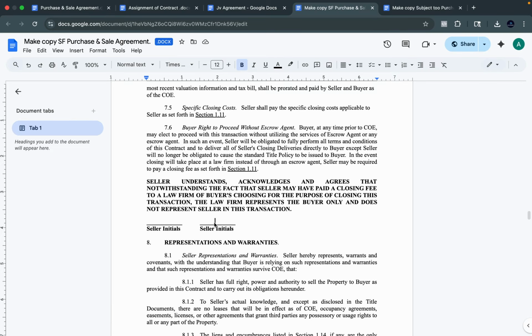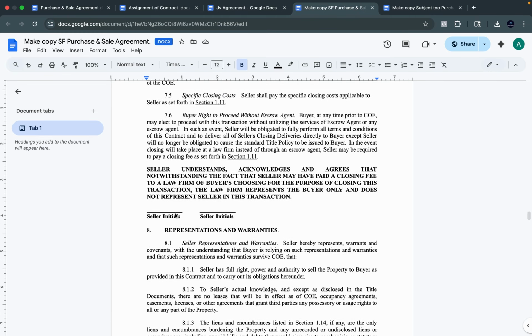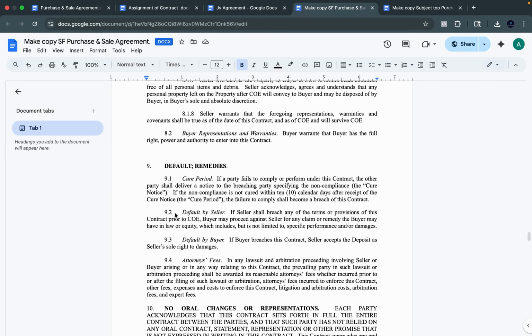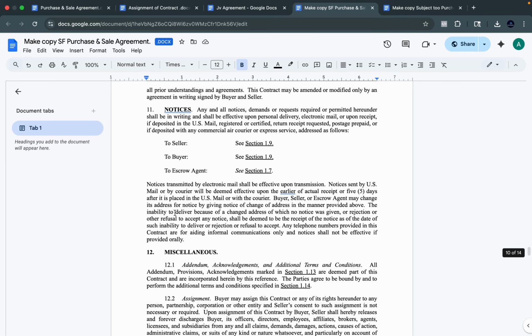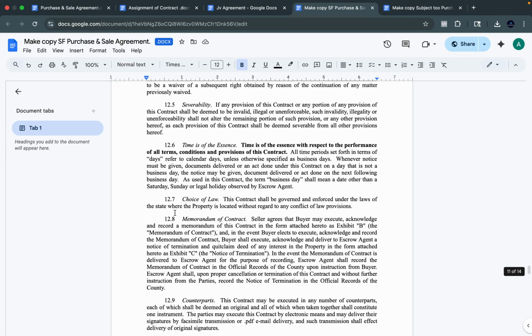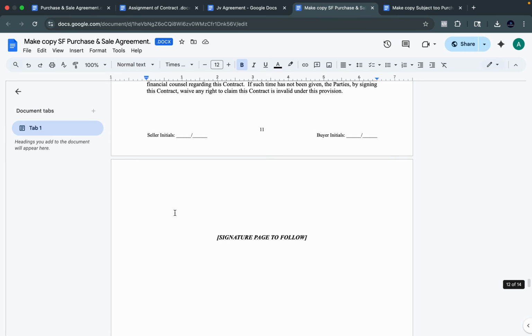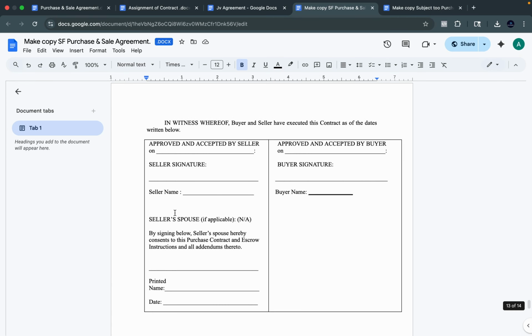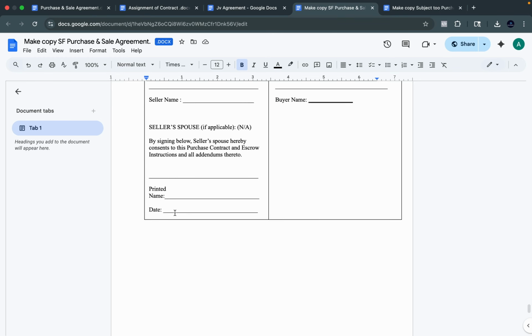And then again here, seller's initials, you only have to put it once, you don't have to put it twice. In case there is two sellers on the property, then you put it twice. In this case, if there's only one seller, then you only put it once. And again, make sure you're reading these, understanding what you're sending over to the seller. Make sure you understand it, right? Because they're gonna ask questions 9 times out of 10.